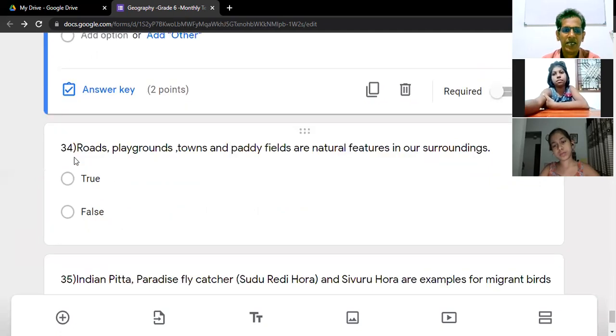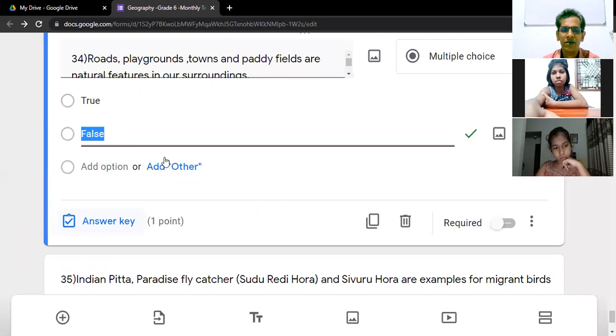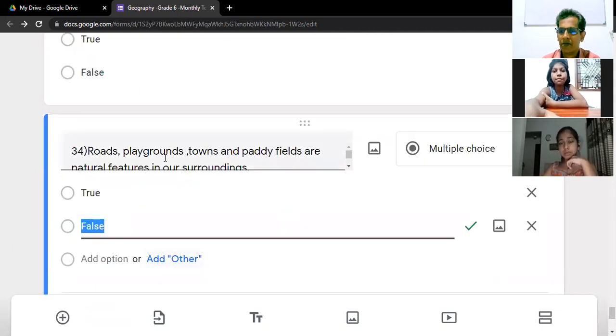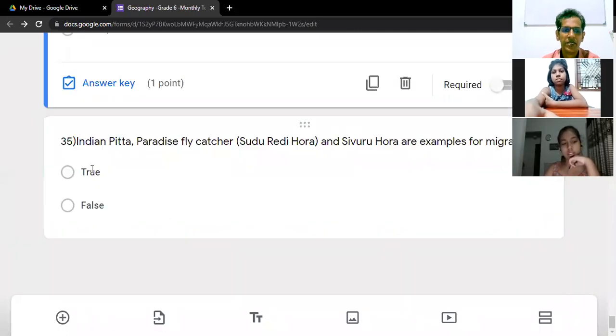Question number 34. Roads, playgrounds, towns, and paddy fields are natural features in our surroundings. False. Why is it false? They are man-made features. Good. Last question. Indian Pitta, Paradise Flycatcher, and Sudu Radi Hora are examples of migrant birds.